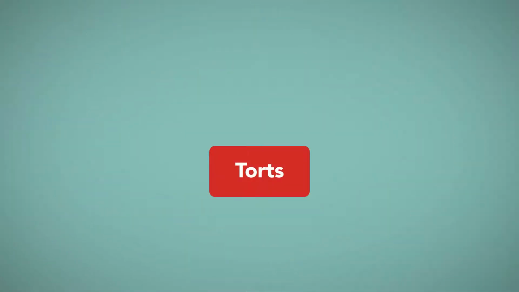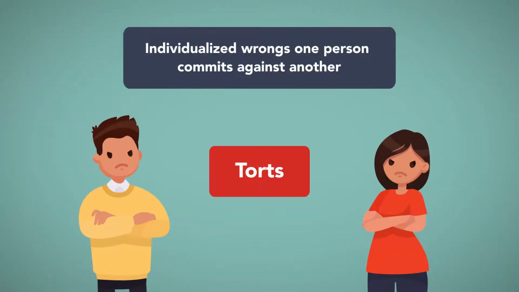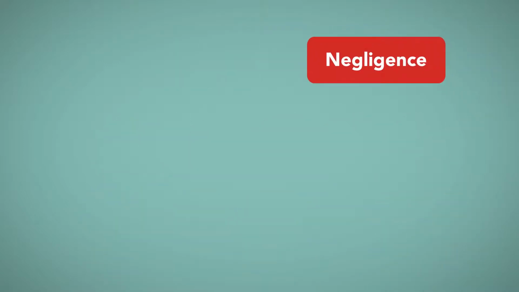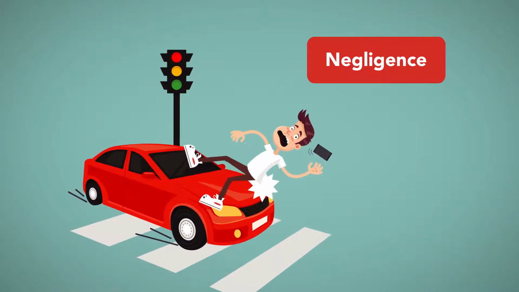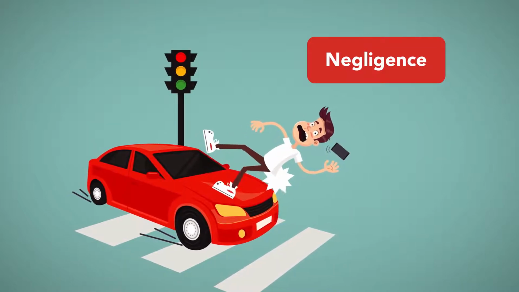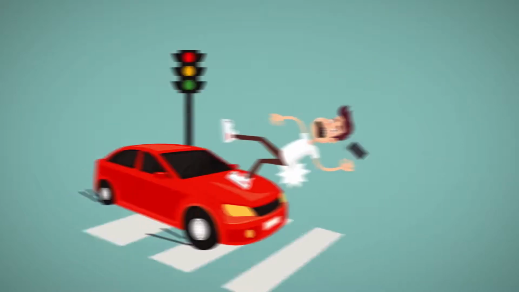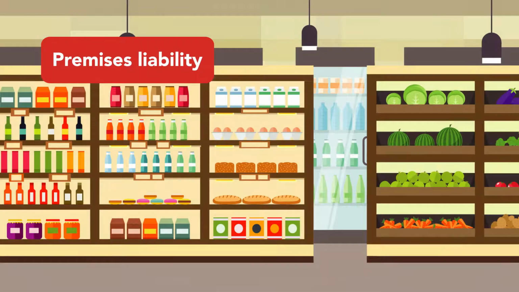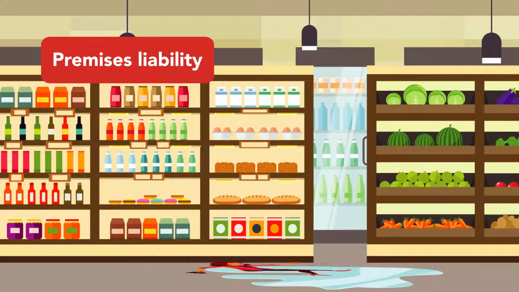Traditionally, when we think of torts, we think of individualized wrongs one person commits against another. We might think of negligence, for example, someone who is driving too fast or carelessly, causing an accident which injures people and property. We also might think of premises liability, when a store does not show reasonable care in maintaining the condition of the store and allows a wet spot in an aisle to persist without warning customers, causing one to slip and fall.